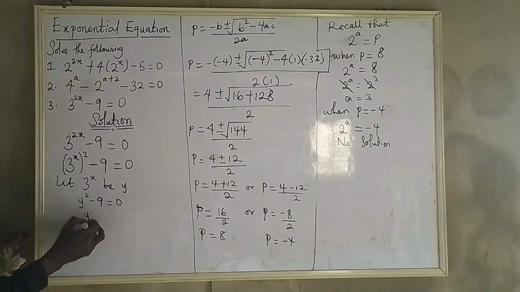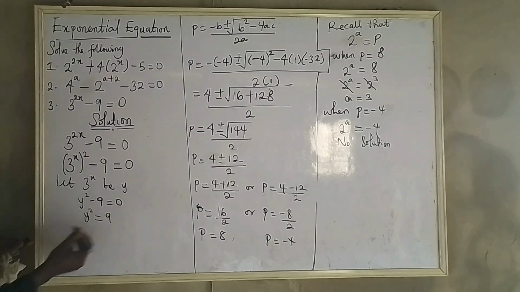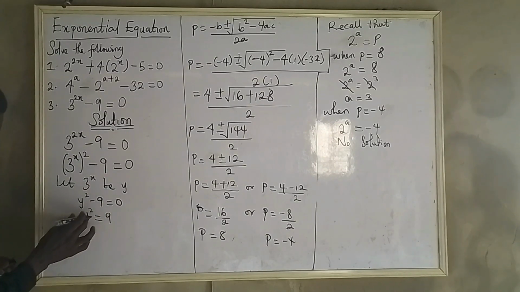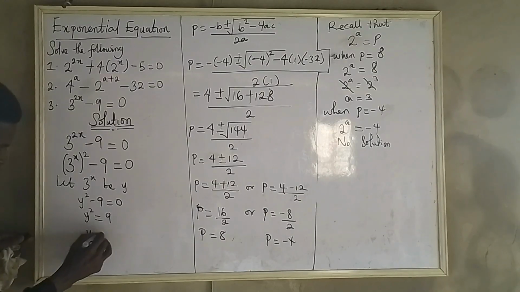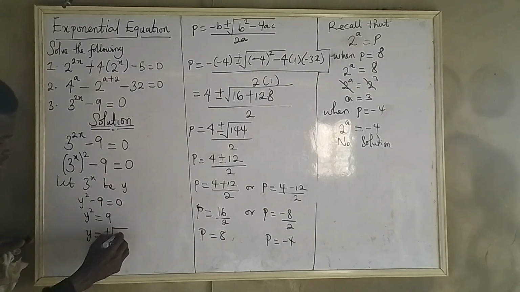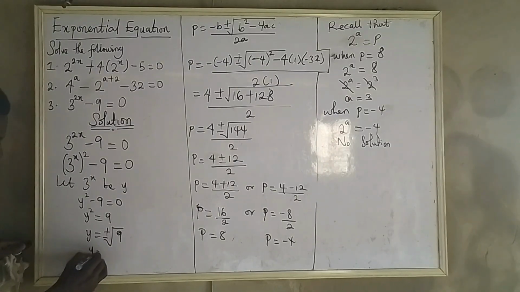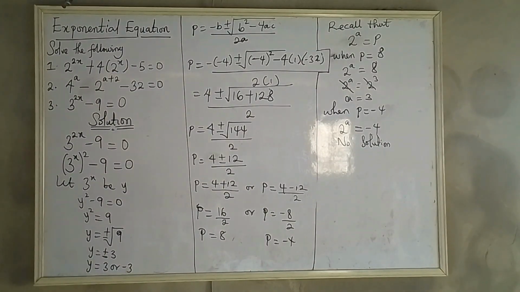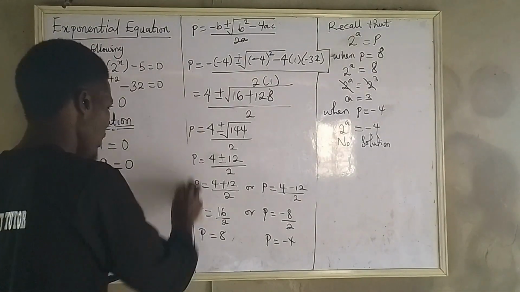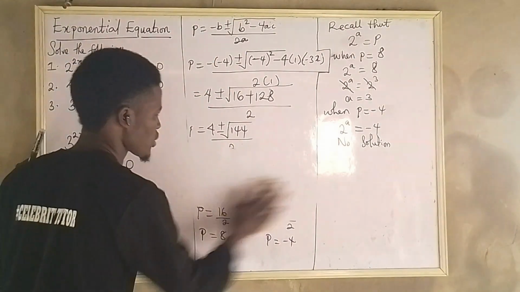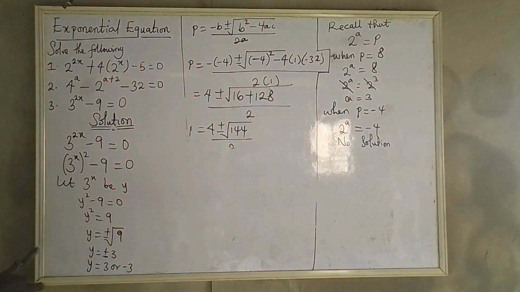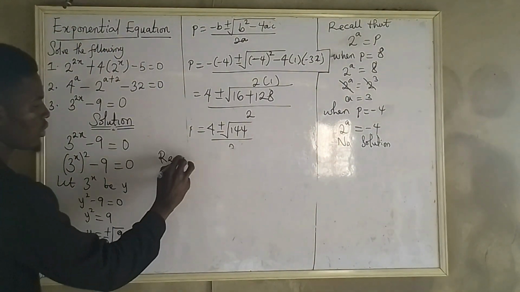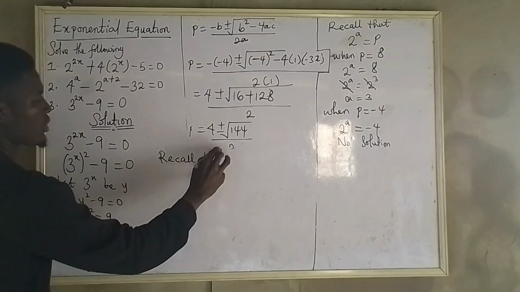So here I'm going to have y squared equal to 9. Then I will square root both sides. If you square root both sides, you are going to have y equal to plus or minus square root of 9, and that will be y equal to plus or minus 3. That means our y is equal to 3 or minus 3. Are you seeing that now? So I'm going somewhere. So if y is equal to 3 or minus 3, then you are going to recall that what?